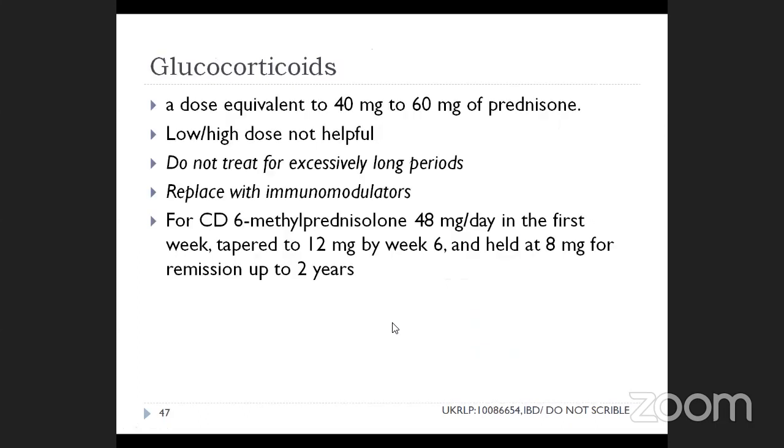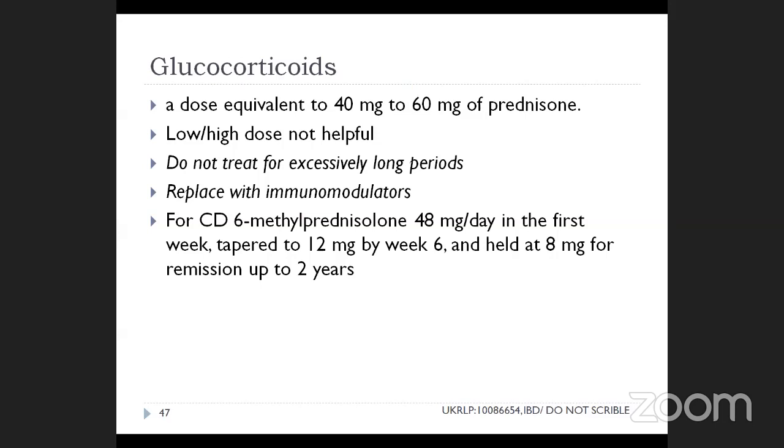So, in general, as I said, the maximum dose of glucocorticoids which is going to help is 60 milligram of prednisolone. If the patient is not responding to 60 milligram of prednisolone for the first few weeks, wait a maximum of 12 weeks to get the response. If there is no response, the patient is not going to respond to prednisolone.